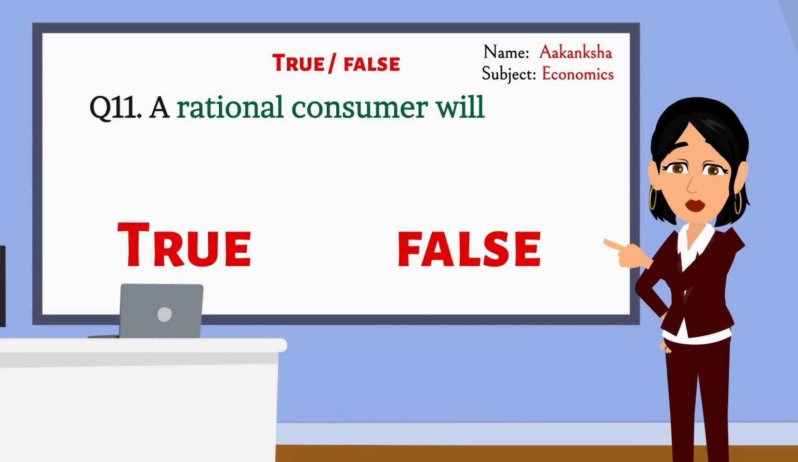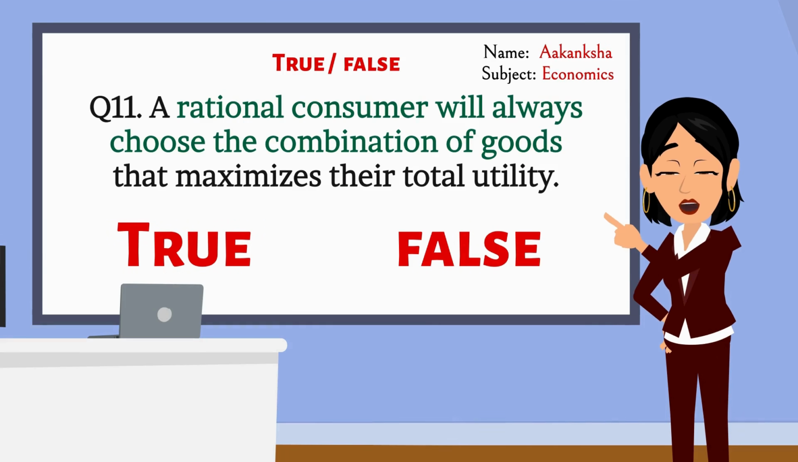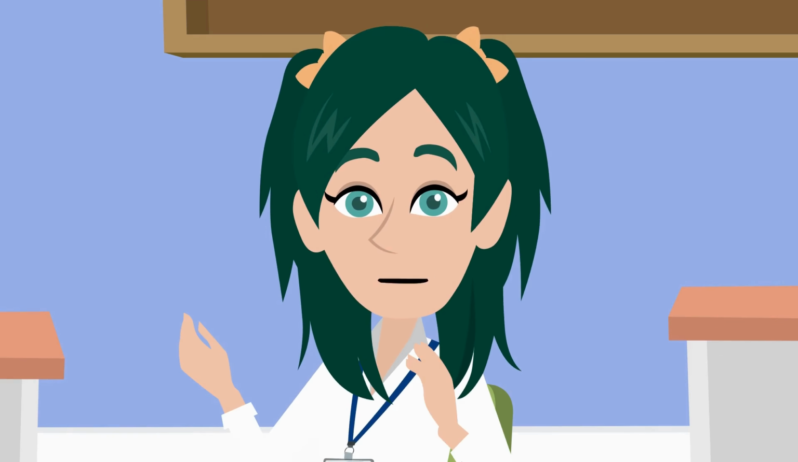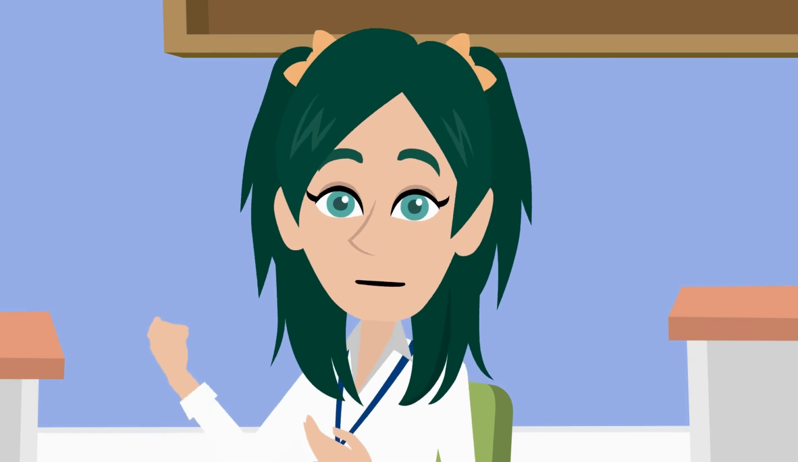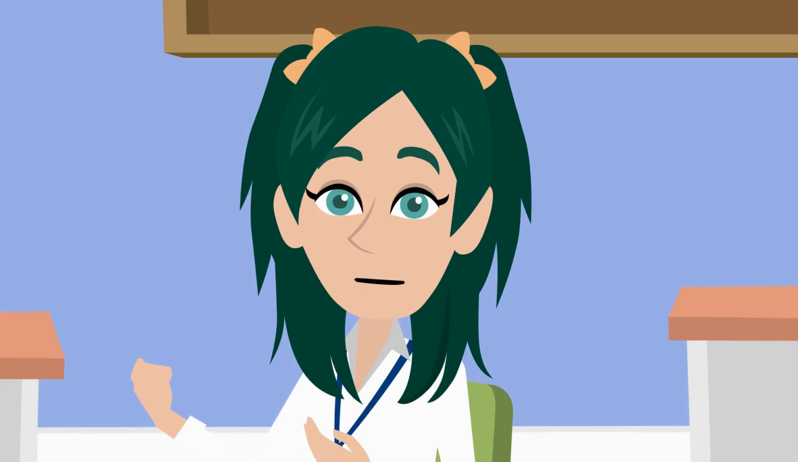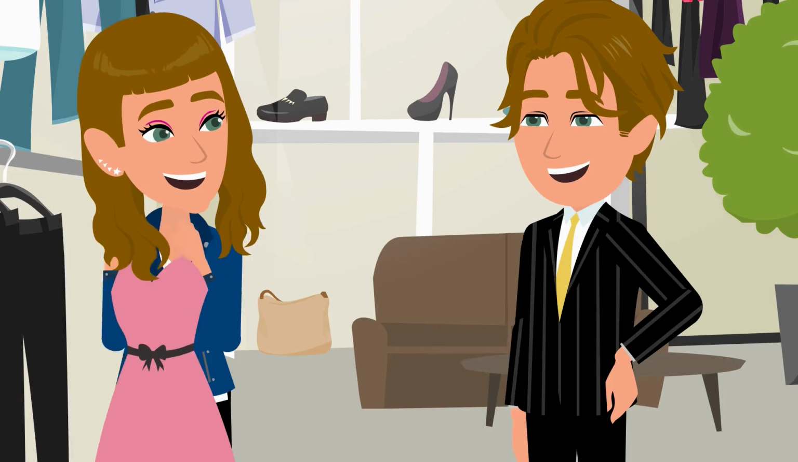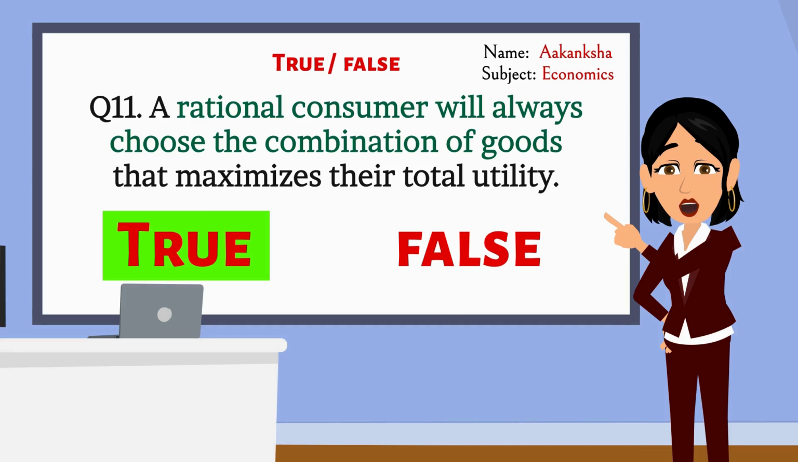Question 11. A rational consumer will always choose the combination of goods that maximizes their total utility. True or false? This statement is true. Excellent, Bushra. Can you explain why? A rational consumer tries to get the most satisfaction from their limited resources. So they choose goods that maximize their total utility within their budget. Great explanation. That's exactly right.